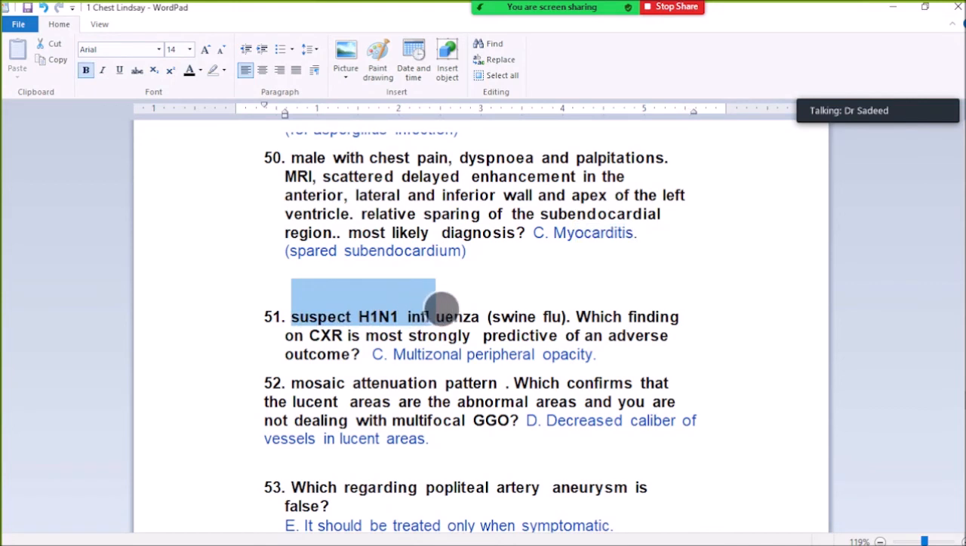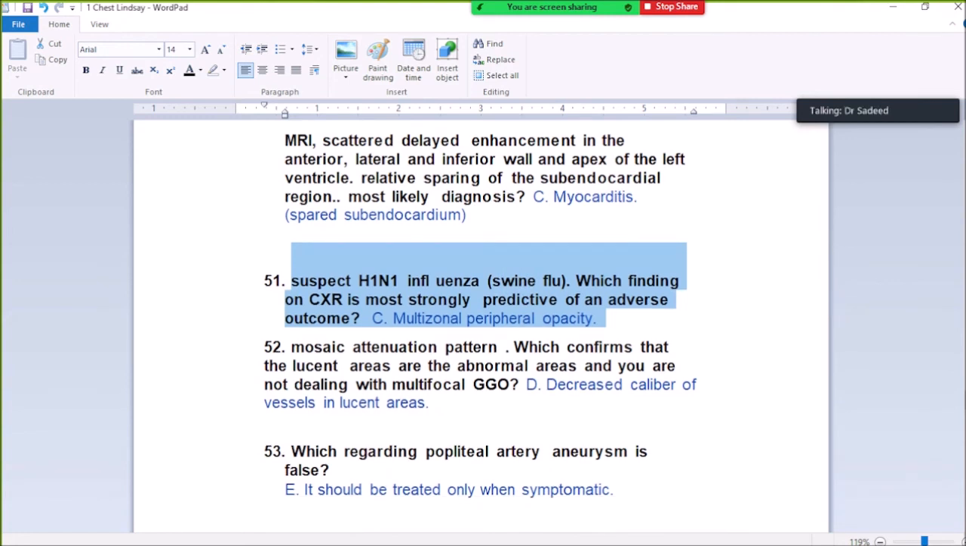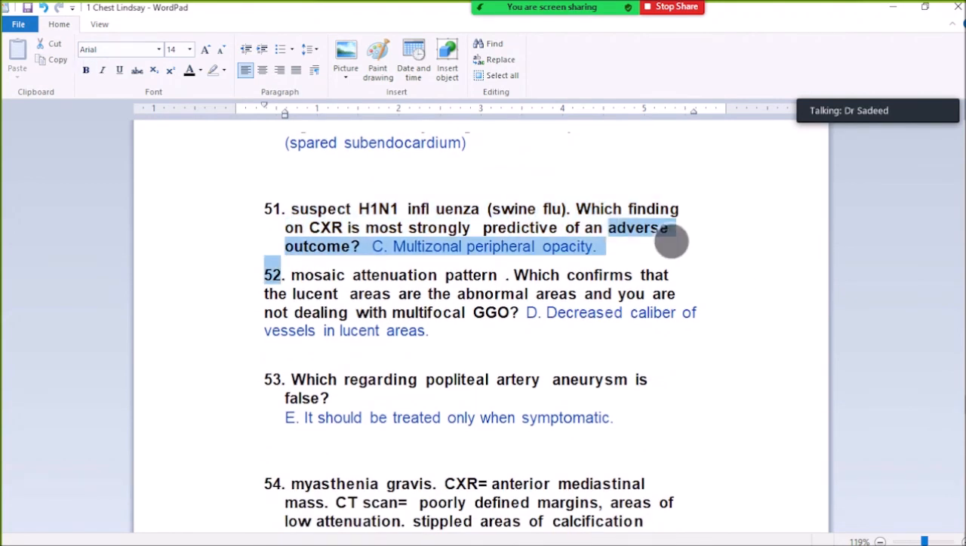Question 51. Suspected H1N1 influenza, swine flu. Which finding on chest X-ray is the most strongly predictive of an adverse outcome? Multizonal peripheral opacity. In swine flu, when it progresses and shows an adverse outcome, it will be multizonal peripheral opacity. Multizonal and peripheral opacity in swine flu is a poor outcome.